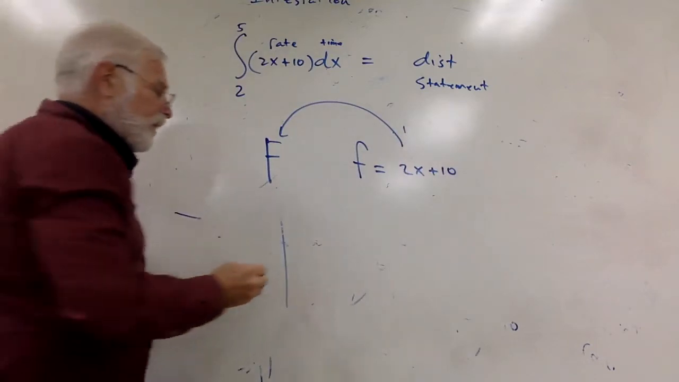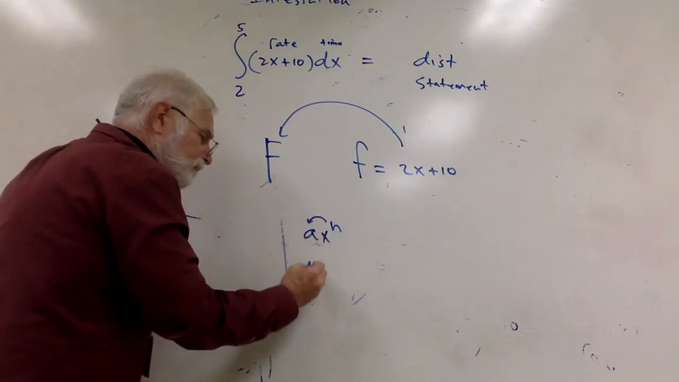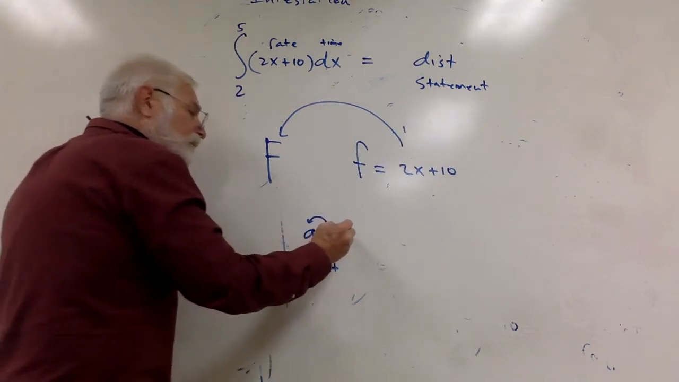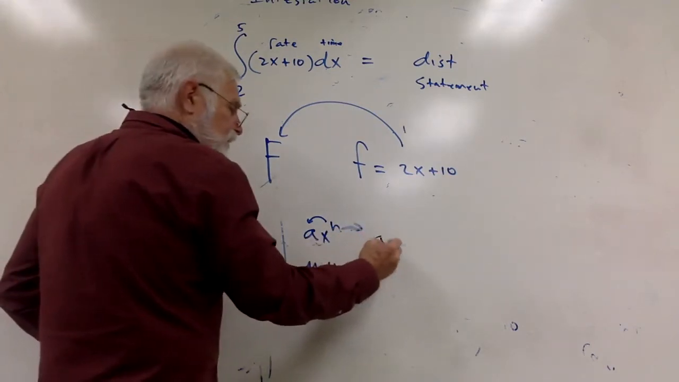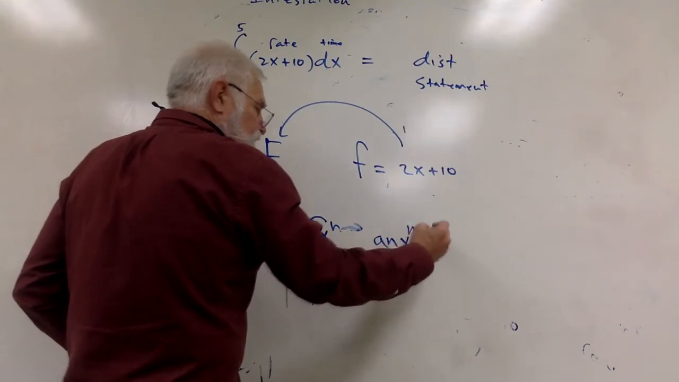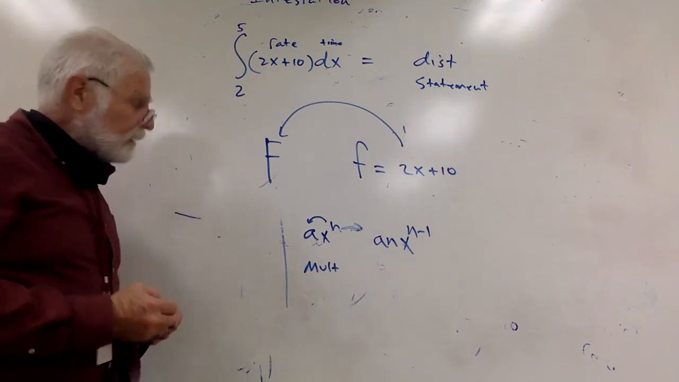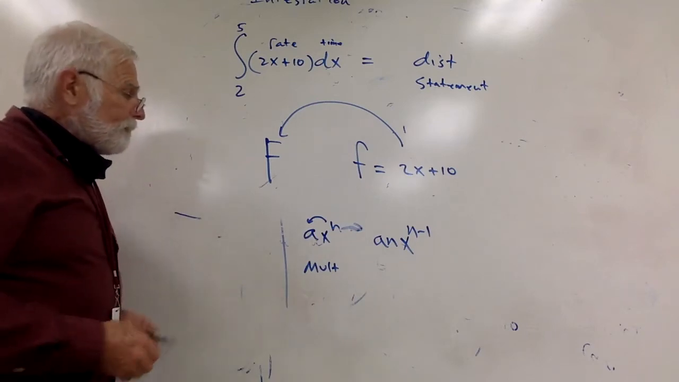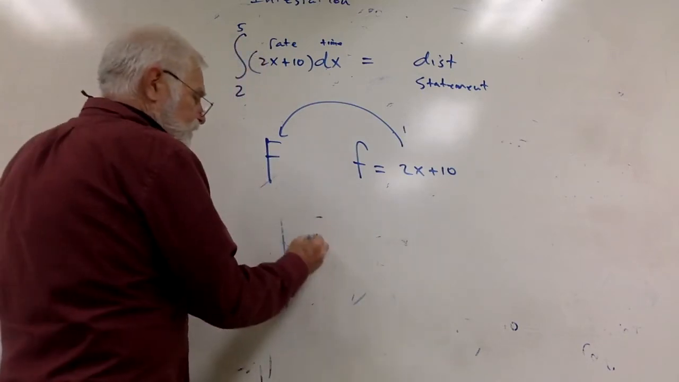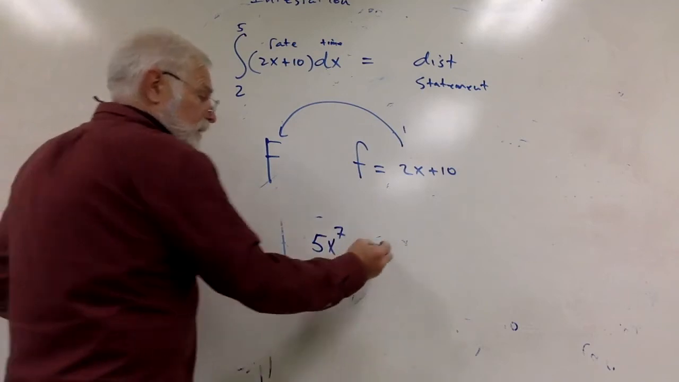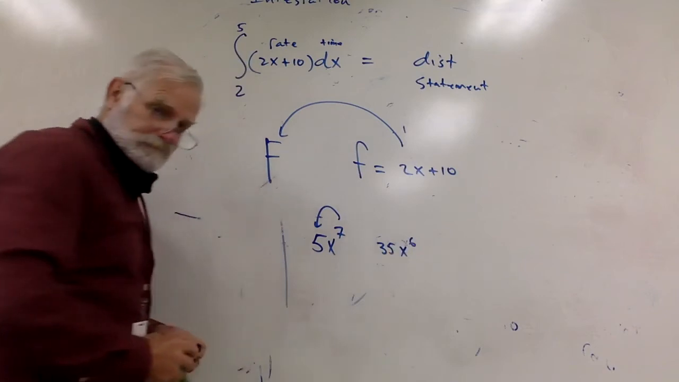And for derivatives, we said, for ax to the n, we multiply and then we subtract 1. So the derivative of ax to the n is anx to the n minus 1. That's just the mechanics, and this is the easiest derivative we might take. If I took the derivative of 5x to the 7th, I would get 7 times 5, 35x to the 6th.